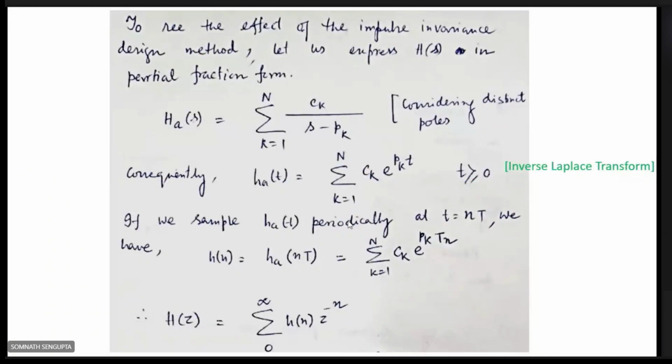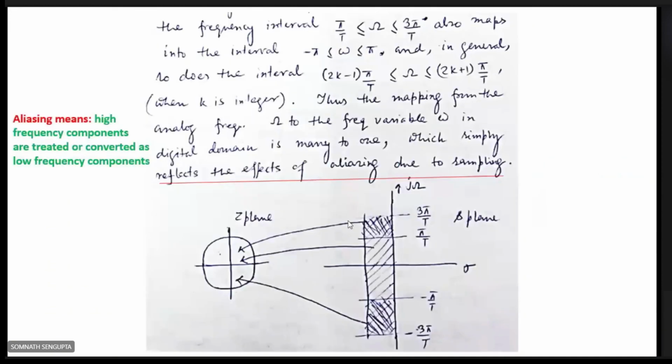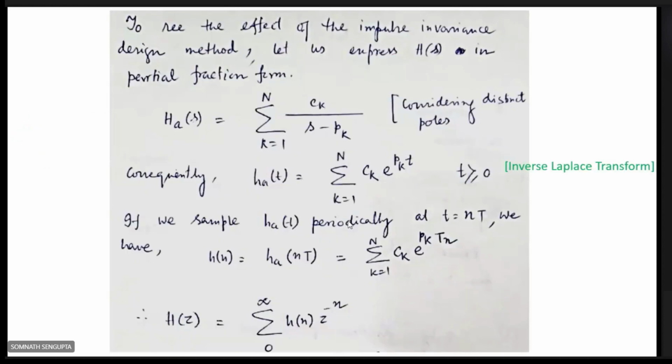Due to that, some limitation is there. I will discuss that in the later part of this topic. To see the effect of the impulse invariance design method, let us express H(s) in partial fraction form.